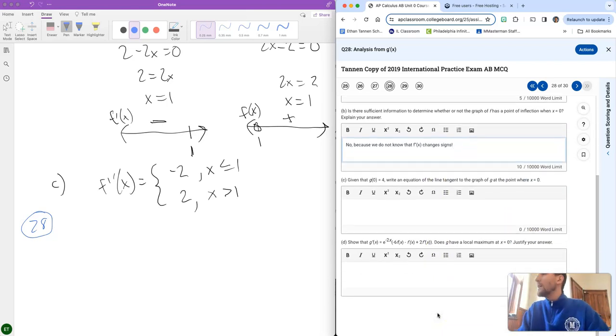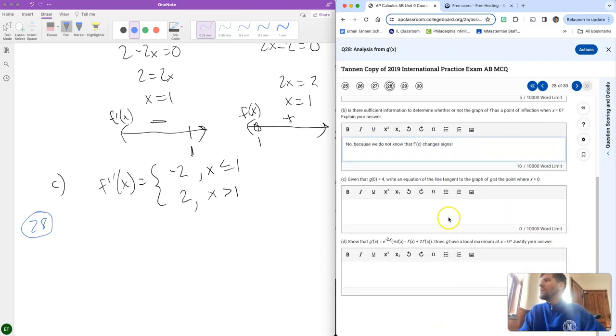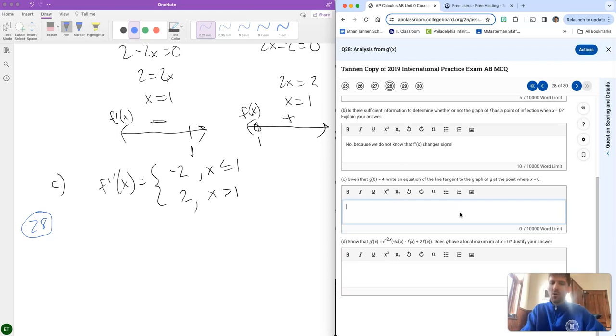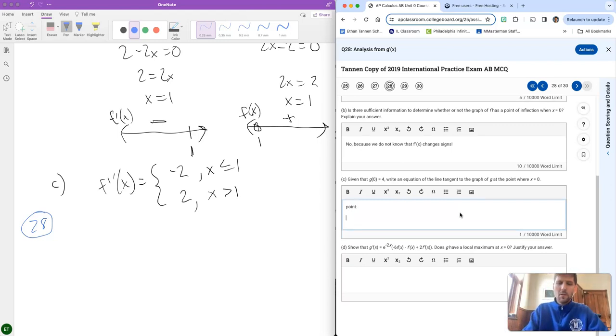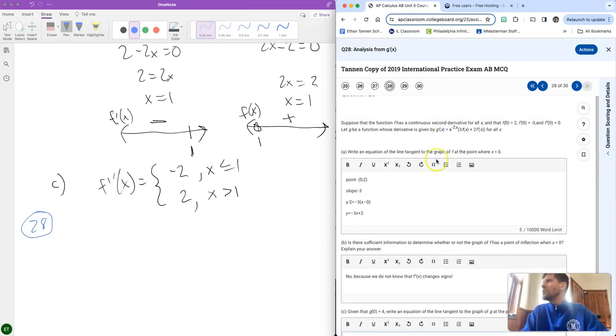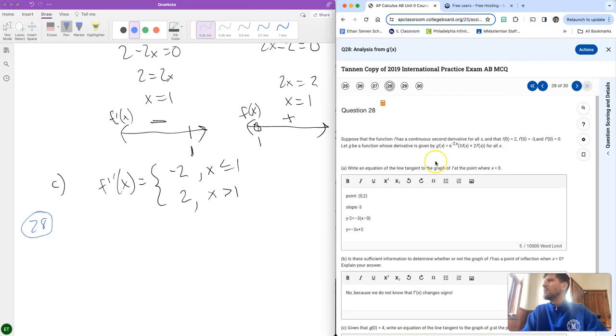Okay, we're cooking with gas now. So given that g of 0 is 4, write an equation of the line tangent to the graph of g at the point where x equals 0. Okay, let's do that again. Point, slope. Oh, this is kind of a fun one. So the point is (0, 4), from g of 0 being 4. So we actually, I think, oh, we have g prime, so we just need to plug in 0 there.